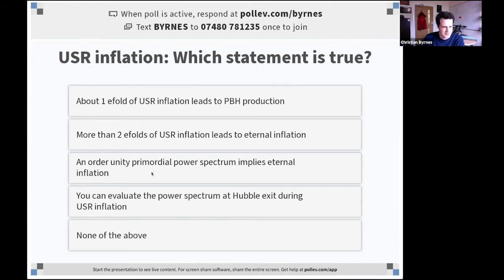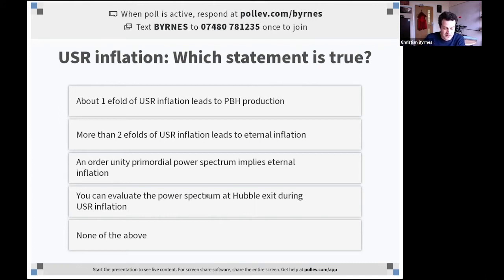Once again, the third statement is in fact correct. When the perturbations become of order unity, then that means the quantum mechanical fluctuations are so large that they're equally likely to push you backwards in the direction the inflaton is rolling down as they are forwards towards the end of inflation. So at that point, inflation, at least in some parts of the universe, is going to last forever.